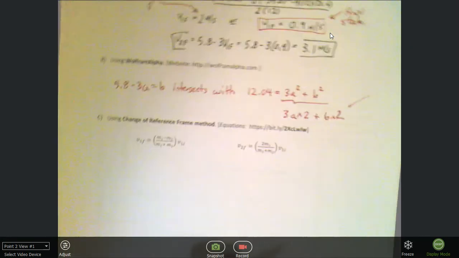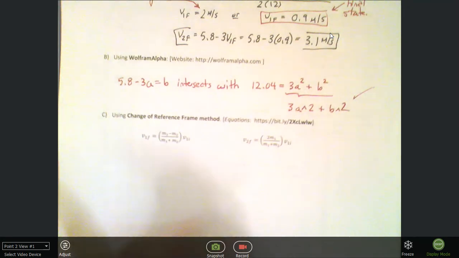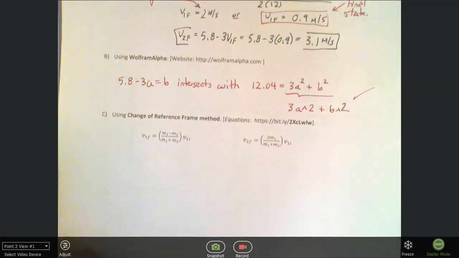Okay, next one is called the change of reference frame. We're going to take that one in just a second. So for this last solution, what we're going to see is what's called a change of reference frame. Let me just double check that the microphone is still on. Okay. And so what we're going to see is how to solve this using a frame of reference change.